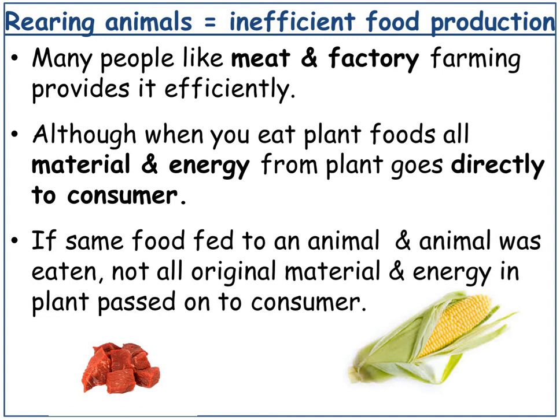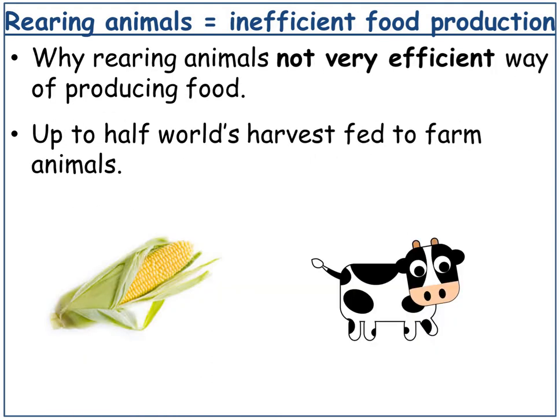If the same food was fed to an animal and then the animal was eaten, not all of the original material and energy in the plant is passed on to the consumer. This is why rearing animals is not a very efficient way of producing food. Up to half the world's harvest is fed to farm animals.